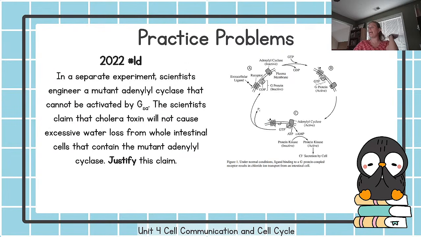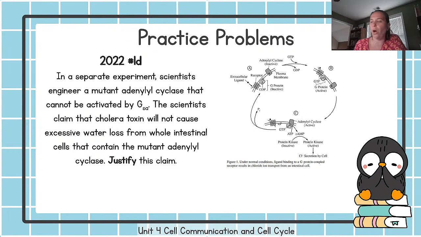Okay, so the last part of this question. In a separate experiment, scientists engineered a mutant adenylyl cyclase that cannot be activated by the G protein. The scientists claim that cholera toxin will not cause excessive water loss from the intestinal cells that contain the mutant adenylyl cyclase. They wanted you to justify. Now here's the thing. They're telling you what's going to happen. They're telling you that it will not have water loss.